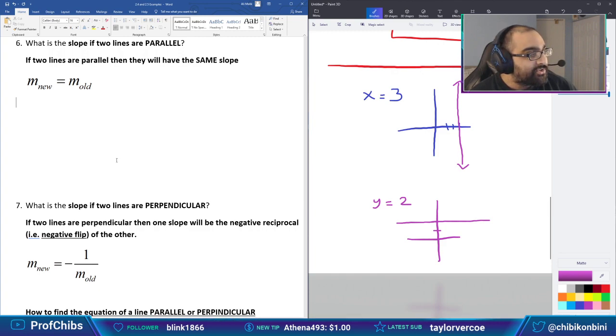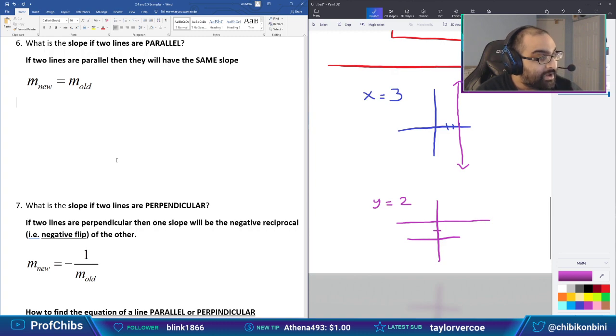Number 6 says, what is the slope if two lines are parallel? Let's talk about that first and foremost. If two lines are parallel to each other, then they'll have the same exact slope. Now I labeled this specifically as new slope is equal to the old slope. I did that on purpose, as we're going to use this little context to solve for parallel and perpendicular lines. We're going to see that in action in these next few examples.